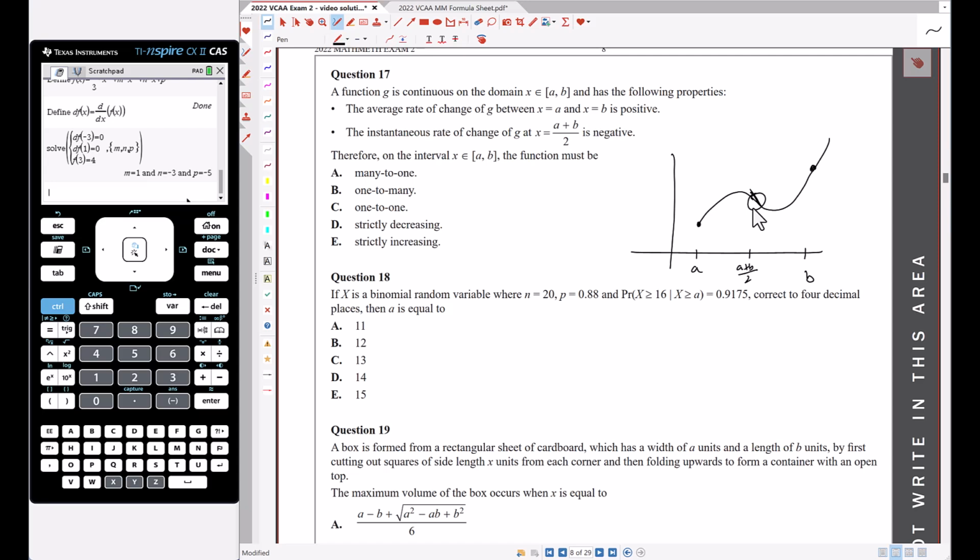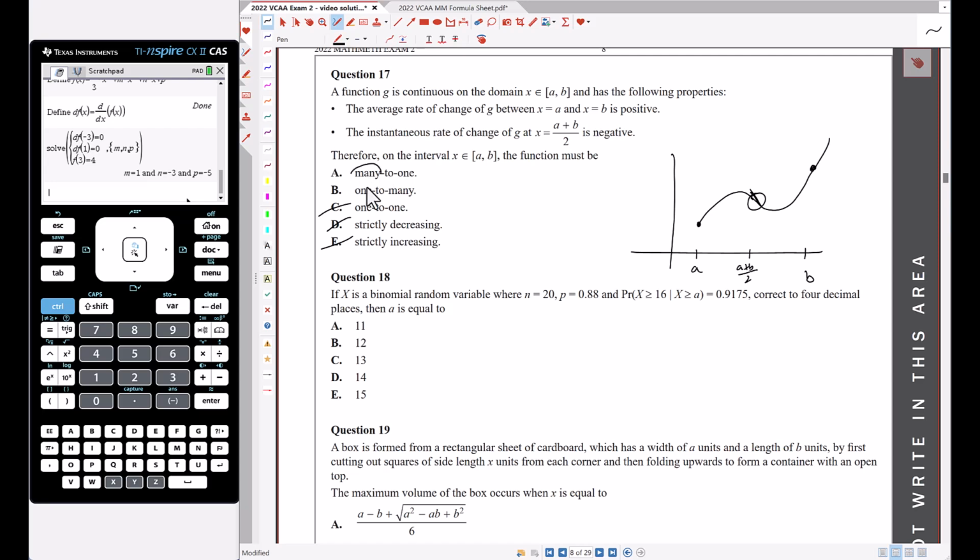So therefore, on the interval a to b, the function must be many to 1, 1 to many, 1 to 1, strictly decreasing, strictly increasing. Okay, so we can definitely rule out strictly decreasing, it's increasing on average over that domain, but it's also not strictly increasing because the gradient isn't always positive over that interval. It's definitely not going to be a 1-to-1 function, it has to bend back. And then it's about whether it's 1 to many or many to 1, and so this is about us understanding what those things are.